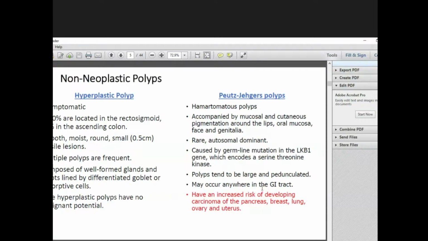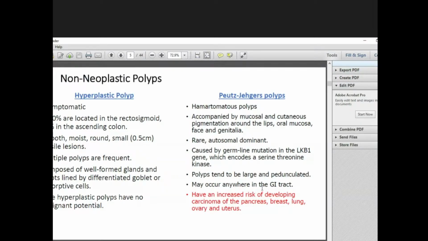Okay, the Peutz-Jeghers polyps are hamartomatous polyps, meaning there is abnormal accumulation of normal tissues. Peutz-Jeghers is a syndrome. It is a hereditary tumor syndrome, and they are accompanied by mucosal and cutaneous pigmentation. The patient will have pigmented mucosa of the conjunctiva, pigmented mucosa of the tongue, or pigmentation around the lip, or face pigmentation, or pigmentation around the genitalia. This is one of the very important features to diagnose.